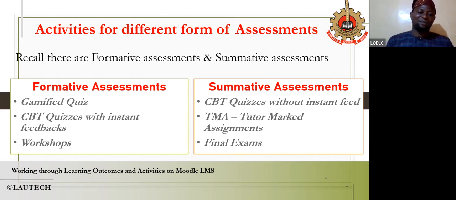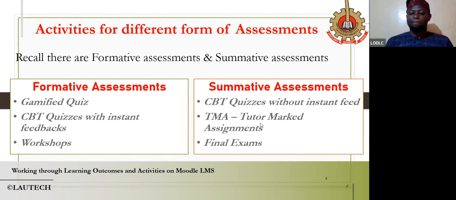So we have formative assessment examples and we have summative assessment examples. Formative assessment examples include gamified quizzes, CBT quizzes with instant feedback, then we have workshops. Under the summative assessment examples, we have CBT quizzes without instant feedback. We have TMA, that is tutor marked assignment. Then we have final exams. The CBT simply means computer-based test. So those are the various forms of assessment that we have. And the student must be tested using these various forms of assessment.